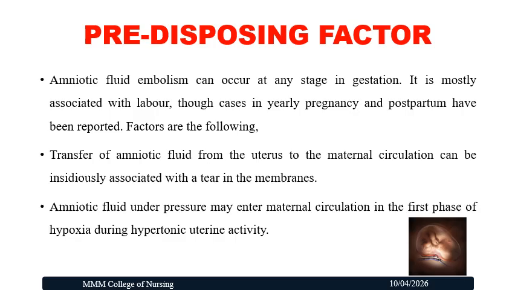Predisposing factors. Amniotic fluid embolism can occur at any stage in the gestation. It is mostly associated with the labor process, though cases in early pregnancy and postpartum have been reported. The other factors are transfer of amniotic fluid from the uterus to the maternal circulation, which can be insidiously associated with a tear in the membrane. Next, amniotic fluid under pressure also has a chance to tear and may enter the maternal circulation in the first phase of hypoxia during hypertonic uterine activity.